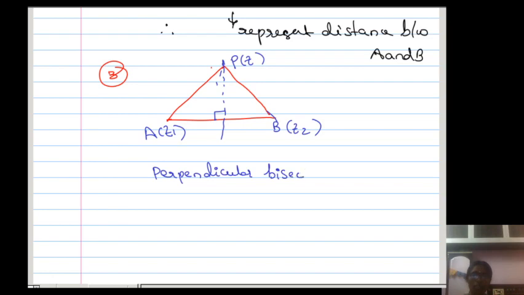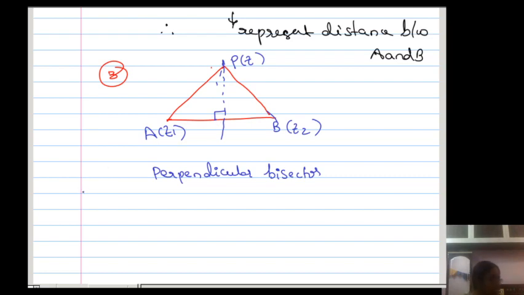What is the meaning of perpendicular bisector? Any point on this line, if you take the point, the distance from that point to Z1 is the same as the distance from that point to Z2. So mod Z minus Z1 is equal to mod Z minus Z2. That's why we call it equal distance, which makes equal parts. It is the bisecting line, and again 90 degrees, it is perpendicular.